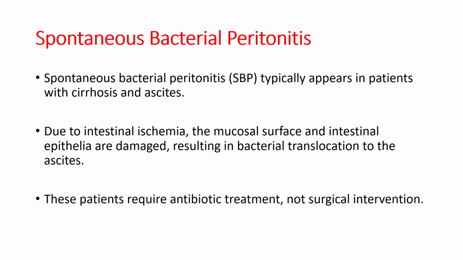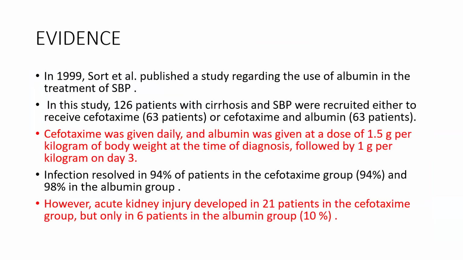Now, spontaneous bacterial peritonitis typically appears in patients with cirrhosis and ascites. Due to intestinal ischemia, the mucosal surface and intestinal epithelium are damaged, resulting in bacterial translocation to the ascites. So these patients require antibiotic treatment, and no surgical intervention is needed. Now, the evidence for albumin in SBP.